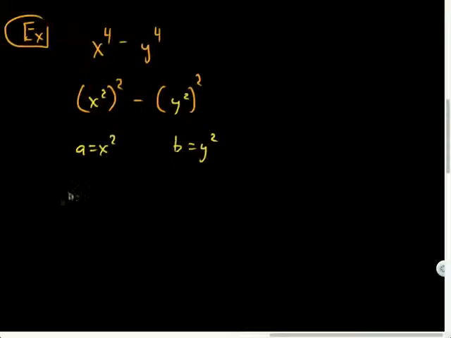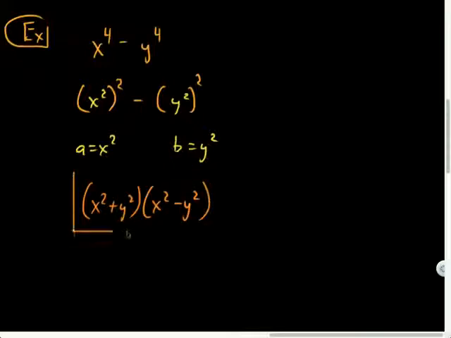Which pattern is this equal to? Squared squared. Oh, it's A squared. Nope. A negative 2ab. Nope. That was not. A plus B squared. Nope. A plus b all squared. Nope. A plus B times A minus B. So here we go. X squared plus y squared times x squared minus y squared. Are we done? We're done.